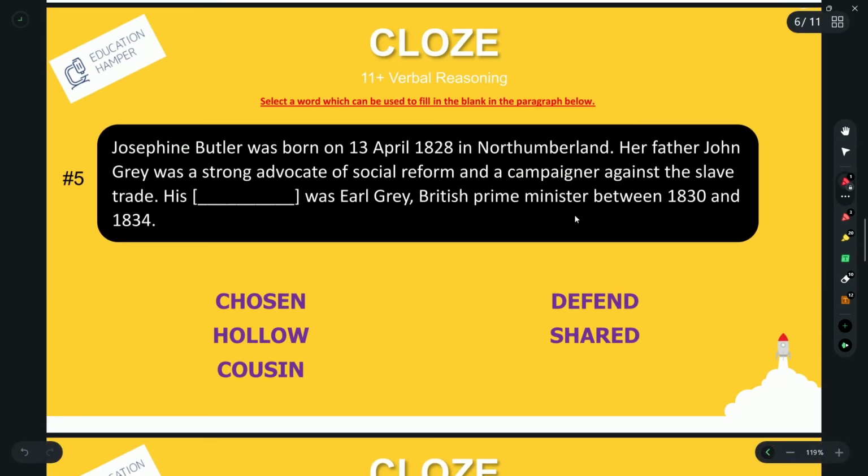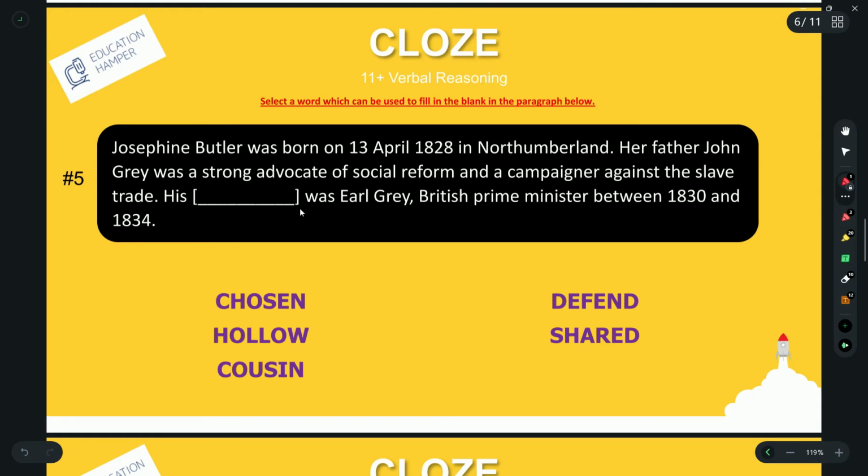Right. Question 5. Josephine Butler was born on 13 April 1828 in Northumberland. So this individual, Josephine Butler, was born this date in Northumberland, which is part of England in the north. Her father, John Gray, was a strong advocate of social reform and a campaigner against the slave trade. So it seems like during this period, 1828 or so, there was still a slave trade, and her father was against it. He campaigned against it and was looking for reform.